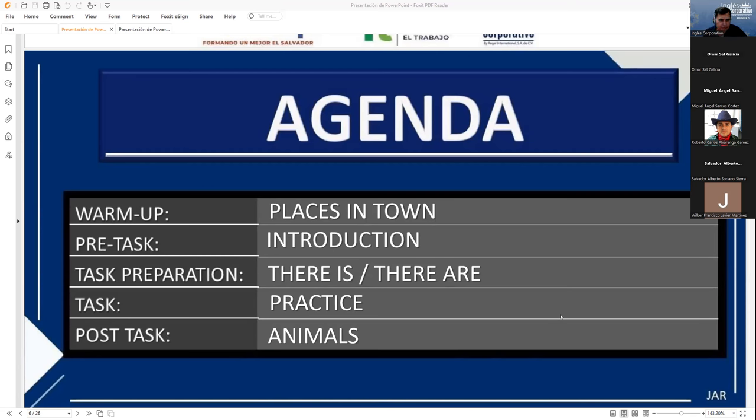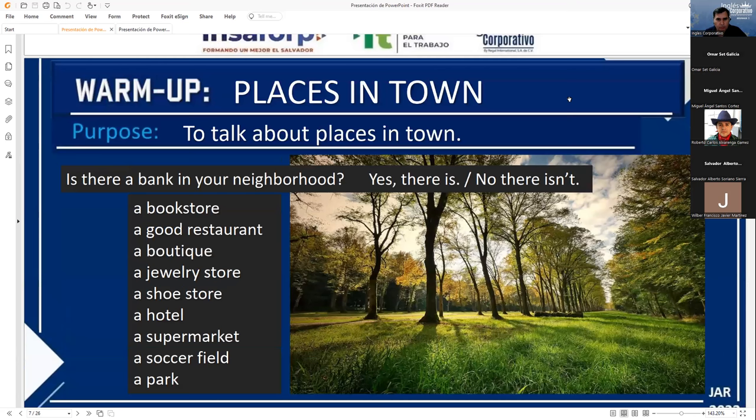Okay, let's begin. Places in town. The purpose is to talk about places in town. So, look at this place. Look at the place. What do you see in the place? There are many trees, right? Yes. There are many trees.